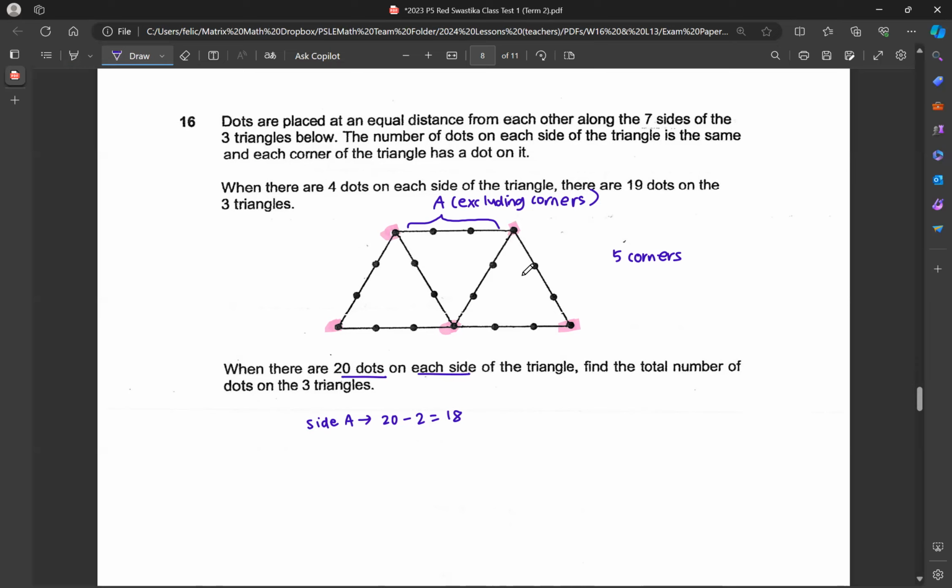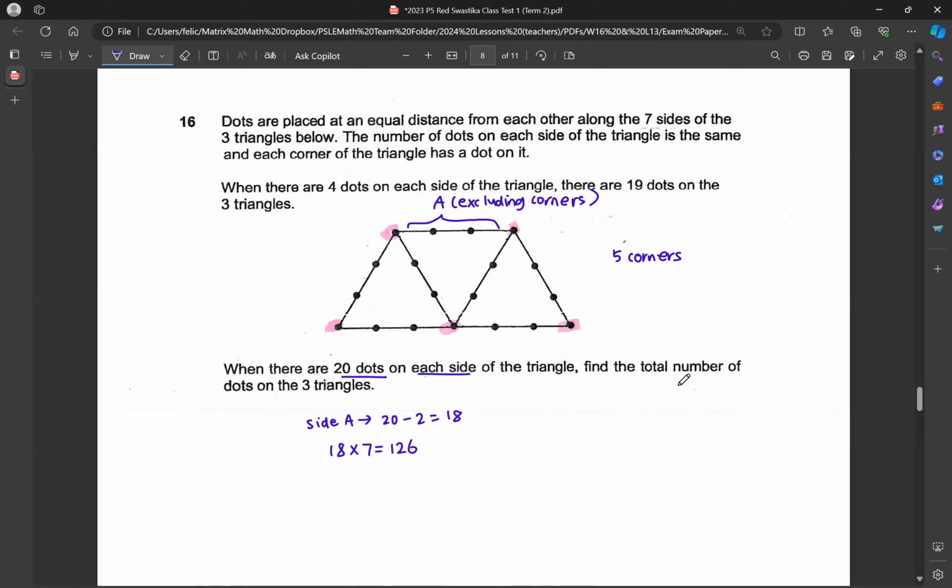Okay, so this example is just for a reference when there are 4 dots on each side. But now I'm saying when there are 20 dots on each side, then we're going to recalculate from there. All right, so one side A has 18 dots, excluding corners, yeah? This one never include corners. Okay, so now I know that there are 7 sides, right? Correct, altogether there are 7 sides. So that means there are 7 side A's. So 7 side A's means I can take 18 times 7, which will give us 126 for this. So that means there are 126 dots on all the sides except the corners.